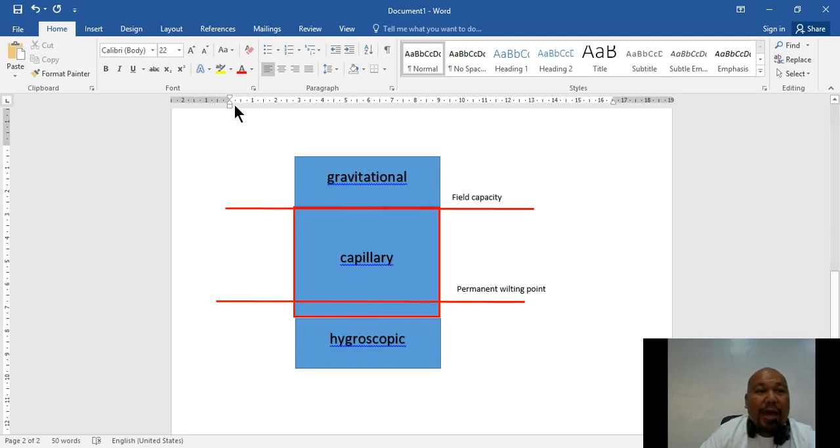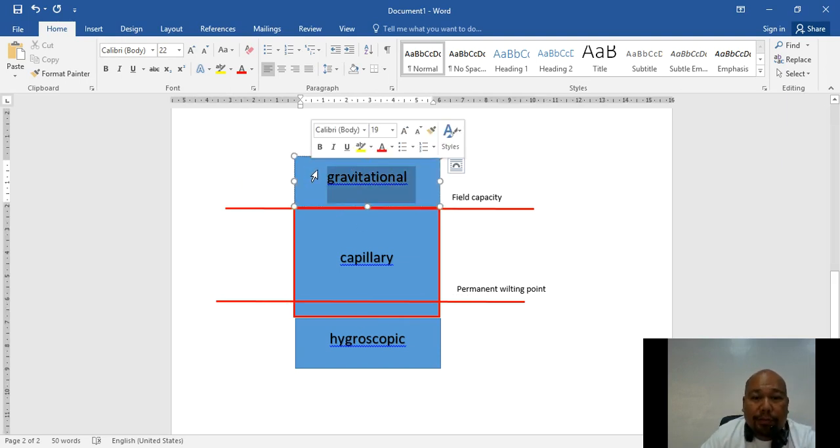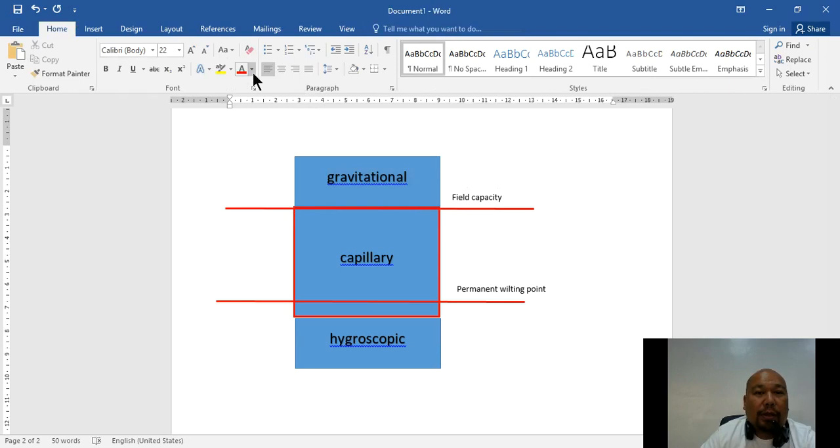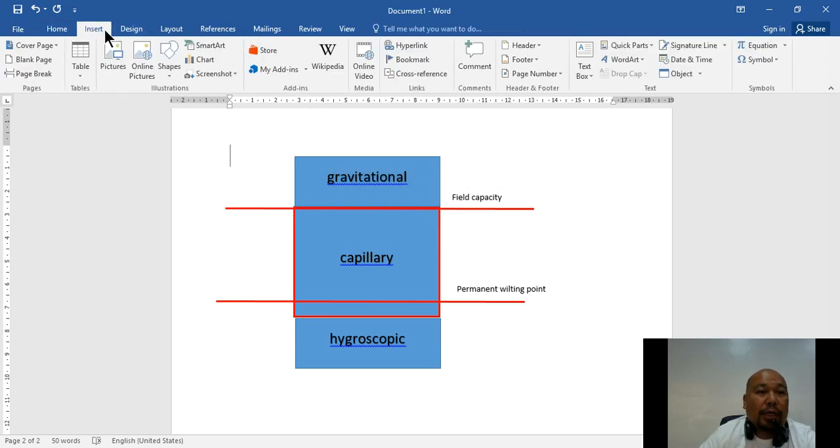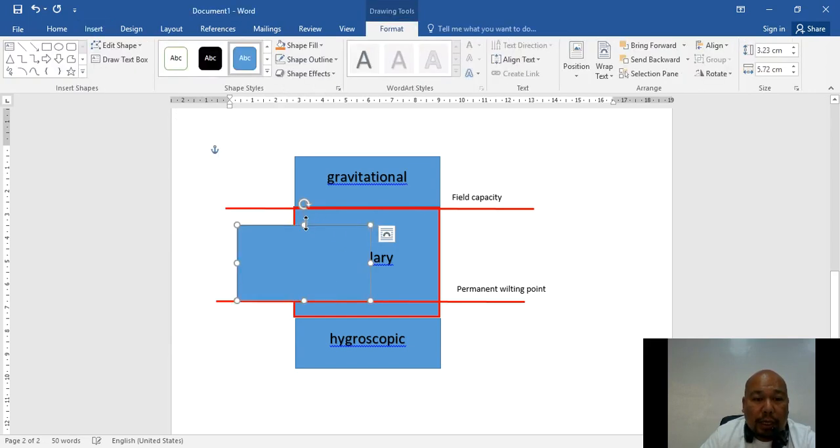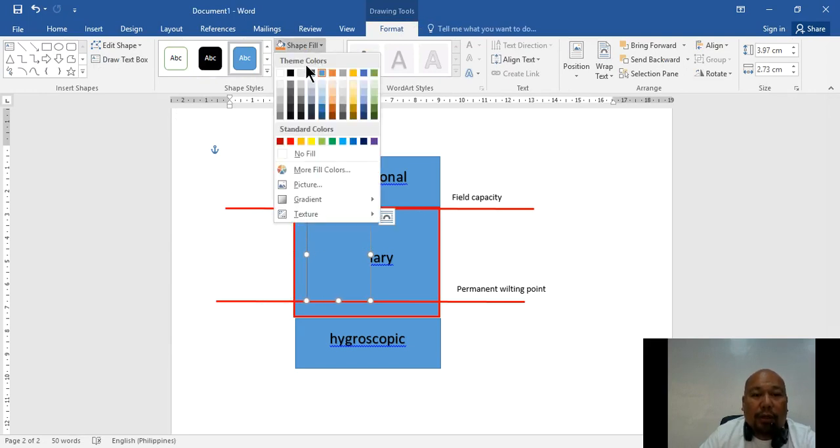So if I may highlight that one again, I think I need to draw another one. These parts, let me draw another box. That one, this part here, the whole thing. I want to fill that one with maybe a different color.